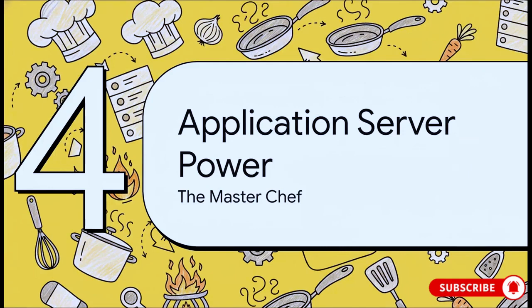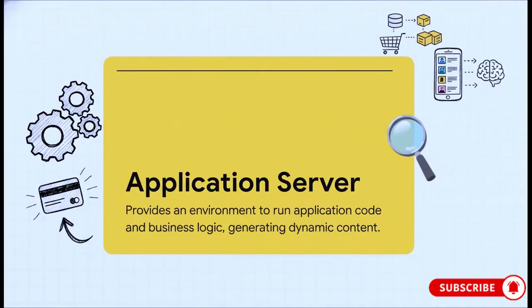The librarian calls for backup, and in walks the second key player in our system, the application server. So if the web server is the librarian at the front desk, the application server, well, that's the master chef back in the kitchen. Now, the crucial phrase here is business logic. And really, that's just the fancy term for the code that does all the complex stuff.